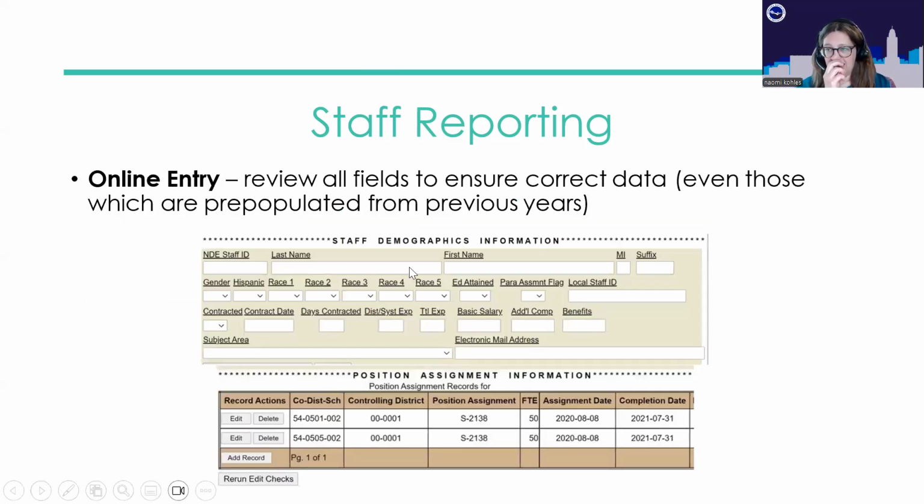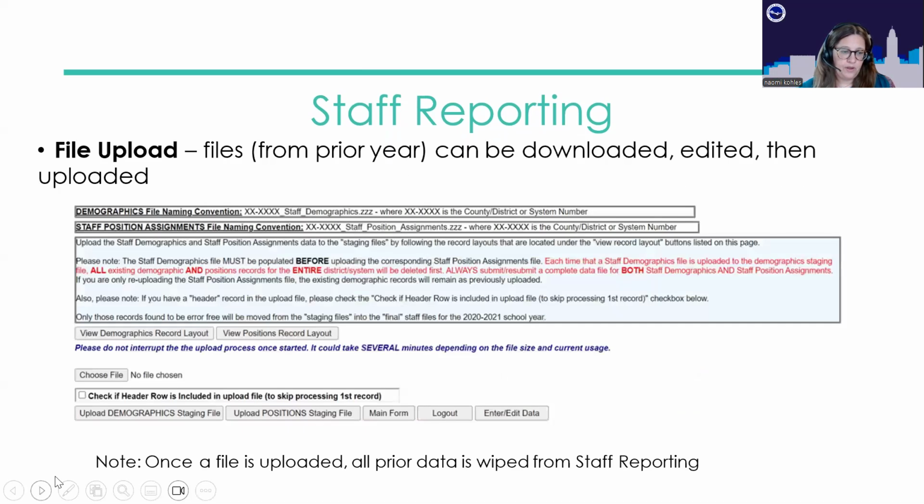So if you're going to do online entry, this is the individual update. You're going to go through each of the fields and ensure that information is correct, even the data pre-populated from previous years, or you're going to make the updates that are needed in order to make the data go through. And you're going to do that for each staff person.